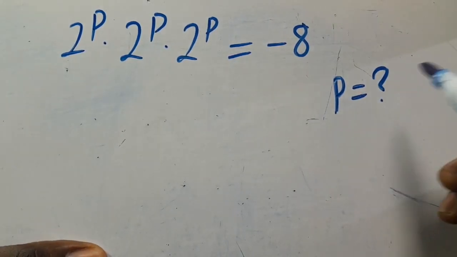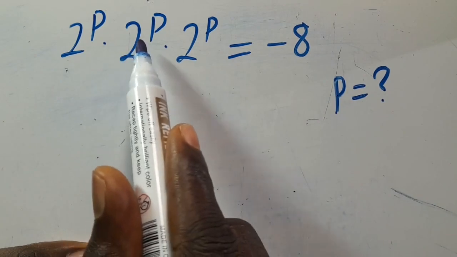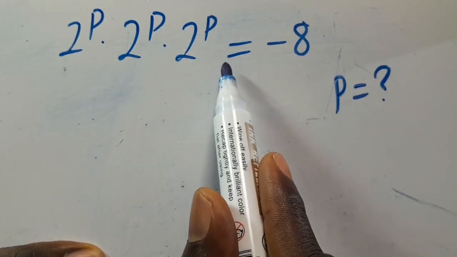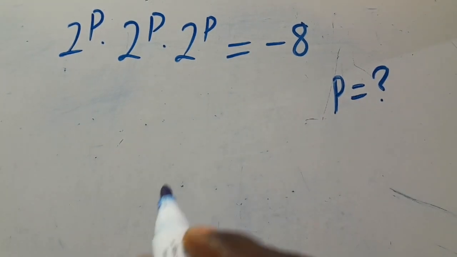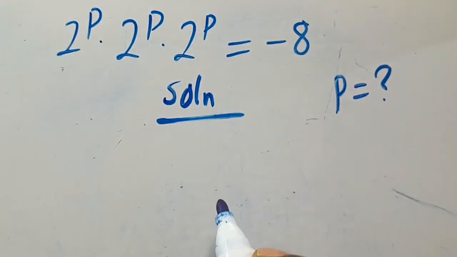Hi, what is the value of p? Given that you have 2 to the power of p multiplied by 2 to the power of p multiplied by 2 to the power of p equals minus 8. Then let's have it to be the solution.